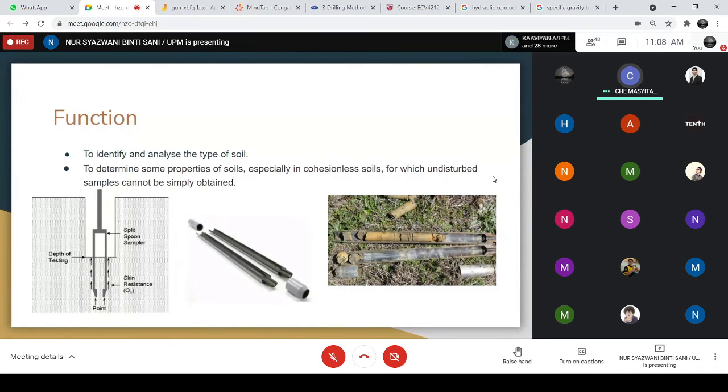So the function of the split spoon sampler is to identify and analyze type of soil. Also, it is to determine some properties of soil, especially in cohesionless soil, and for the undisturbed sample that Dr. said just now, it has a few tools to obtain the undisturbed sample. So this one at the figure below shows how the split spoon sampler is demonstrated, it just drills into the soil. So next I will pass to my member.